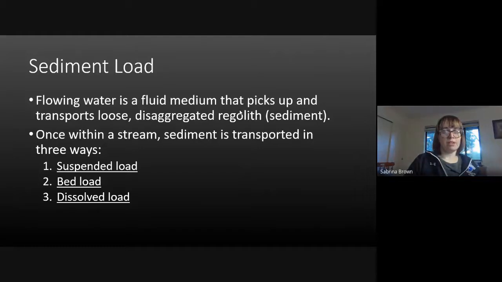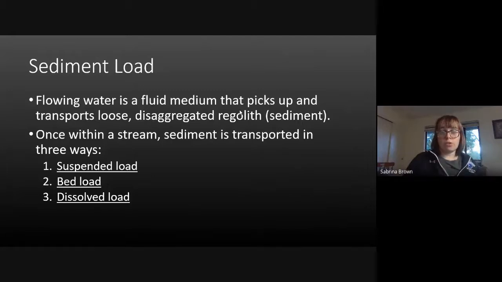And then your bed load is going to be all of the heavy stuff, right? It's too heavy to be held up in the water column, but it moves and rolls along the bottom of the river. So think of larger pebbles, gravel, sand, those things that you feel on your feet when you're walking in a riverbed. This sometimes includes those smaller mud, clay, and silt-sized particles as well.